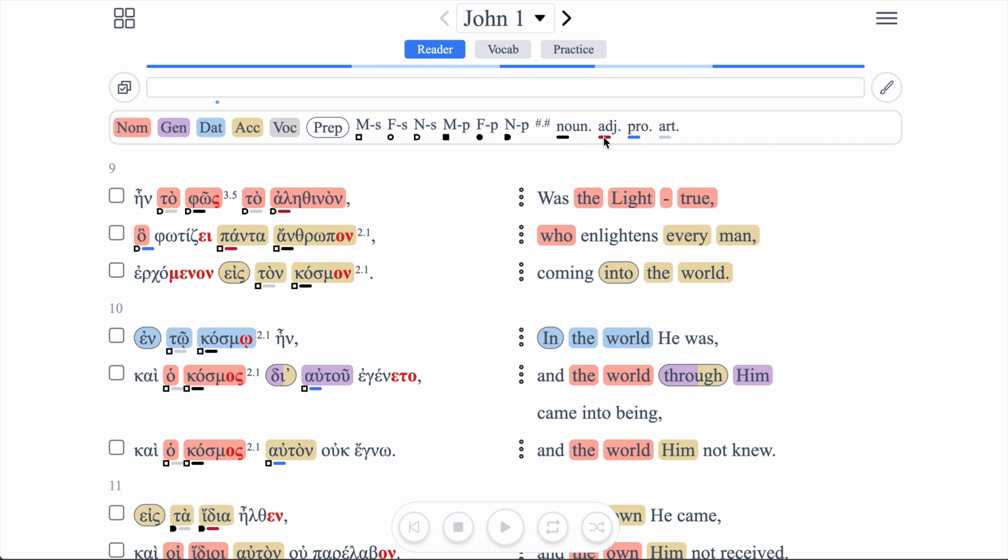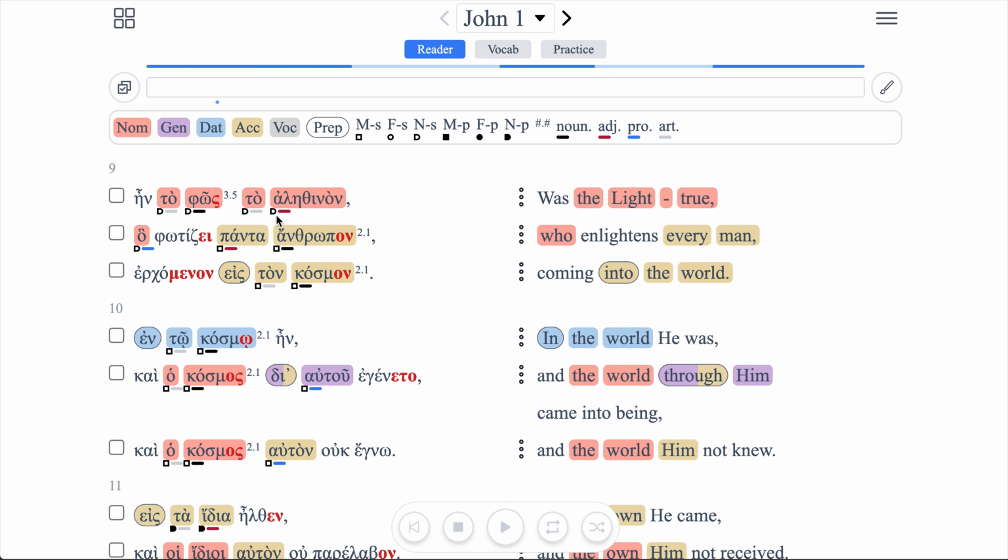In John 1:9, we see "en to phos to alethinon." He was the light. What kind of light? True light, alethinon. Because alethinon describes phos, the adjective has to match the noun it describes in case. You can see they're both nominative, and in gender and quantity. And you can see that because phos is neuter and singular, the adjective alethinon is also neuter and singular.